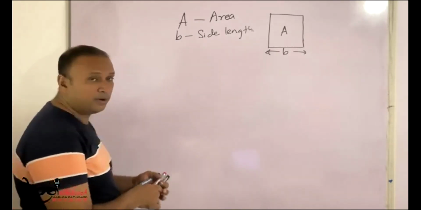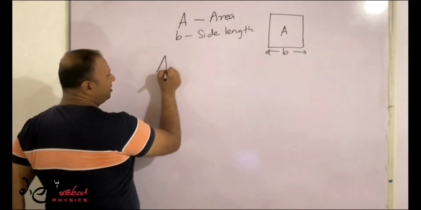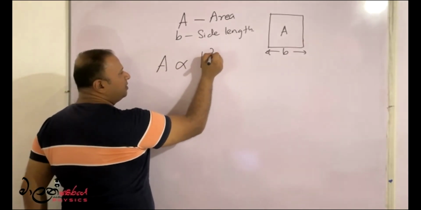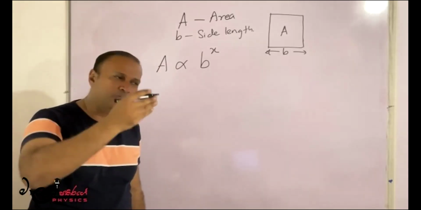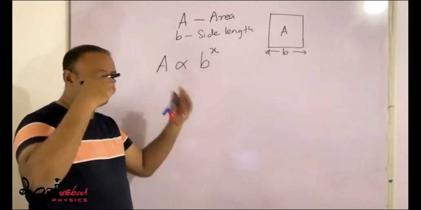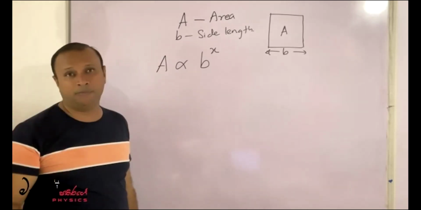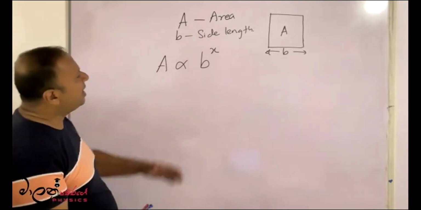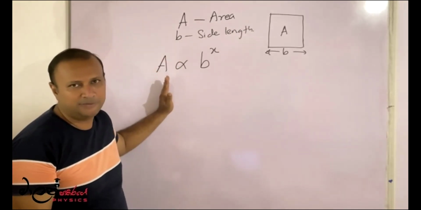I'm going to assume the area is directly proportional to b to the power x. x may be any number. x may be 2, 1, minus 1, minus half, plus half. Therefore, I can write any relationship using a proportionality symbol.